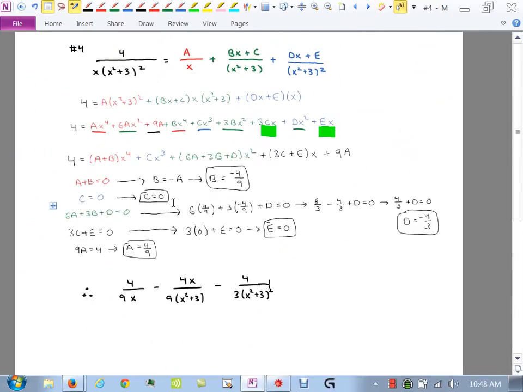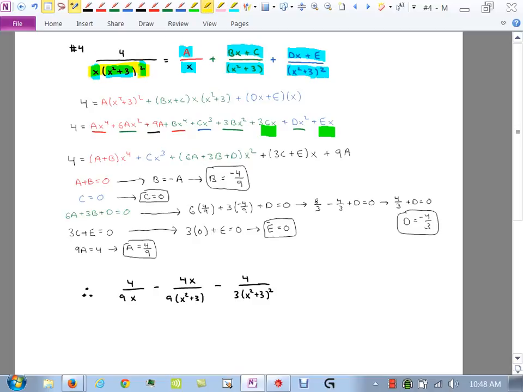All right, for number 4, what we have is a linear factor in the denominator, so I put a constant over that linear factor. Then I have an irreducible quadratic, so I can't factor that, and it's squared. So I'm going to have to put a linear factor on top, bx plus c, over that irreducible quadratic, and then another linear factor, dx plus e, over that irreducible quadratic factor squared.